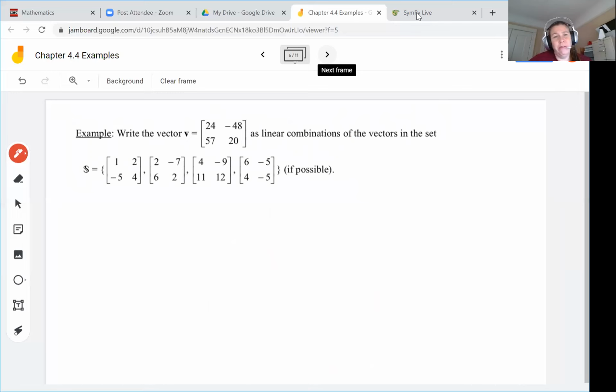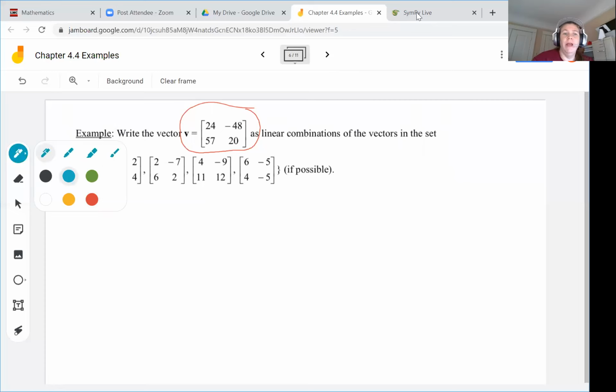So now in this example, vector v is the 2 by 2 matrix with 24, negative 48 in the first row and 57 and 20 in the second row. And we are going to write this as a linear combination of this set of vectors, which I'm going to call the matrices U1, U2, U3, and U4, if possible. This is a good reminder that matrices can be vectors as well. When we say vectors, we're used to thinking about lists of numbers, but a matrix can be a vector, not just a 3-tuple or 4-tuple, etc.